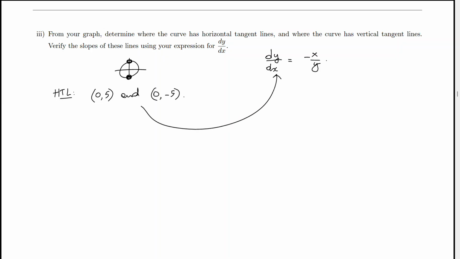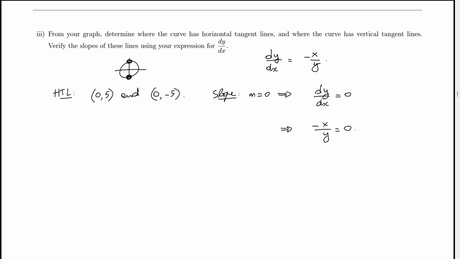a horizontal tangent line, the slope needs to be 0. For horizontal tangent lines, the slope of their line is going to be 0. So in other terms, what I'm saying is I need to solve the equation dy over dx equal to 0. So in other terms, I'm saying I want the equation negative x over y to be 0. Remember, dy over dx is the derivative, and the derivative was equal to negative x over y.